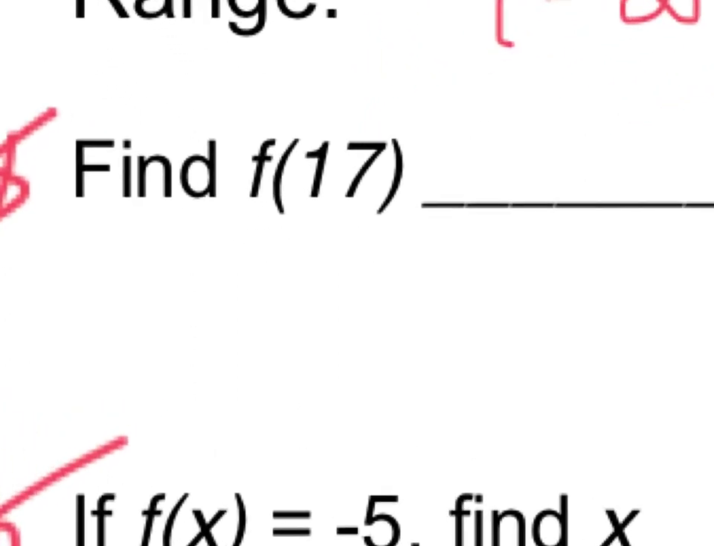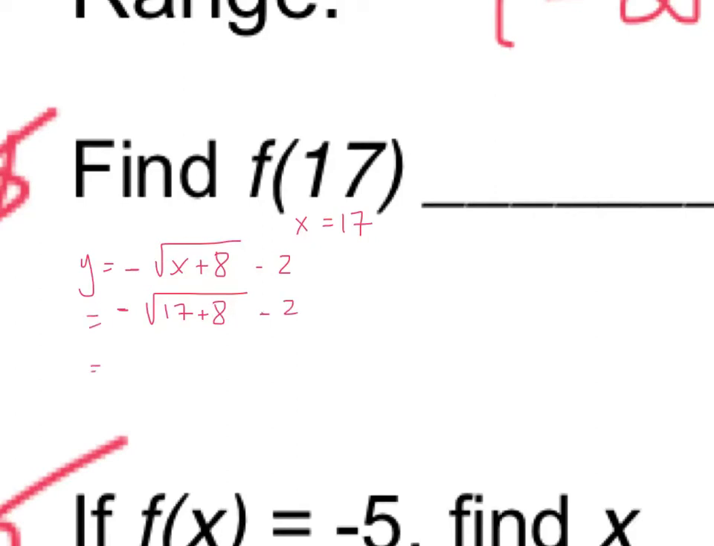So find f of 17. f of 17 means x is equal to 17. So you plug in 17 for x. So I'm going to write down the equation. y equals negative square root of x plus 8, minus 2. So negative square root of 17 plus 8, minus 2.